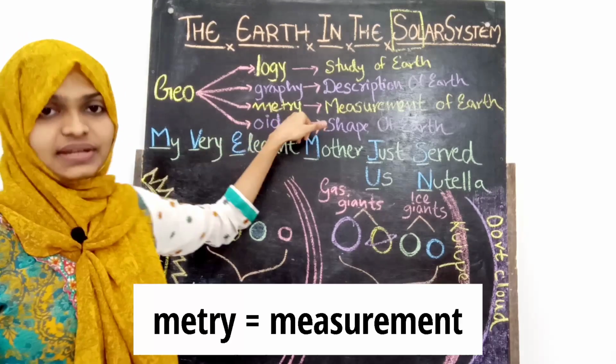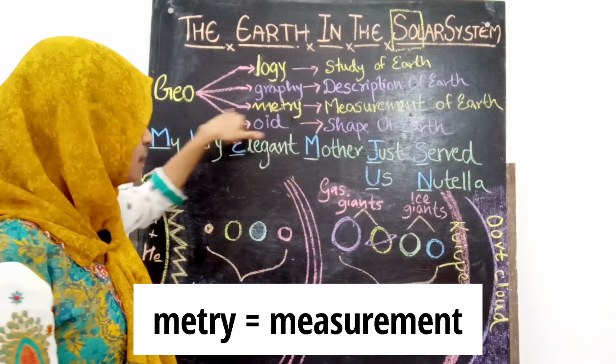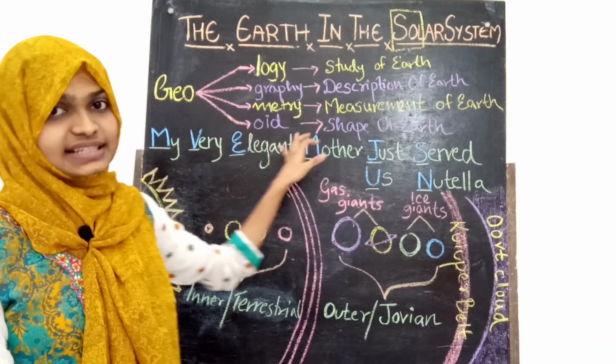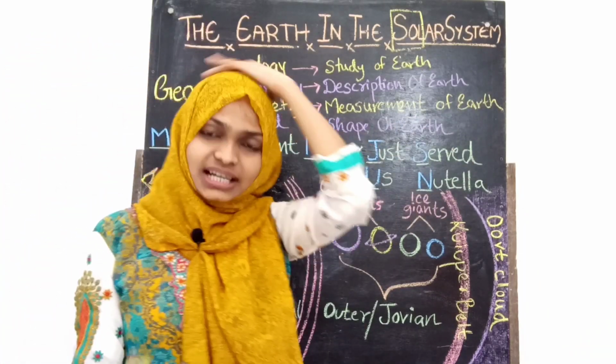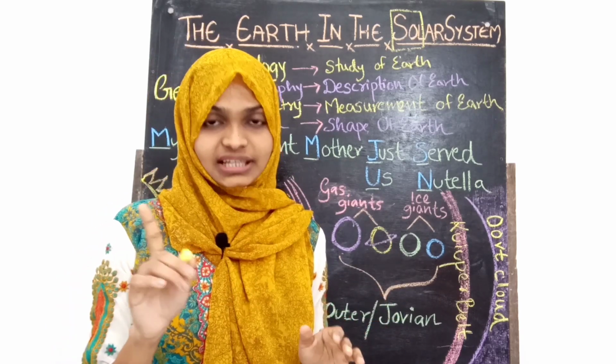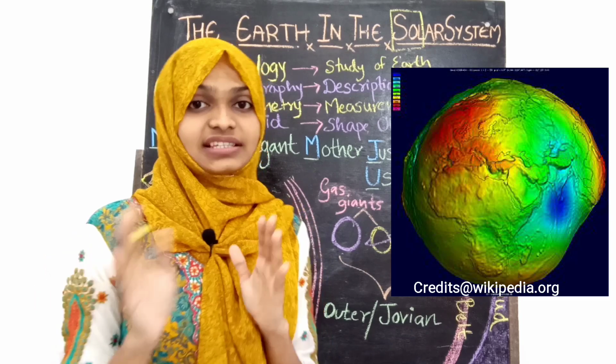Now geo plus metry. Metry means the measurement. So geo plus metry is the measurement of earth. Geo plus oid is the shape of earth. Now the earth, as many people perceive, is a sphere. The earth is not a sphere, it is a special shape known as geoid.